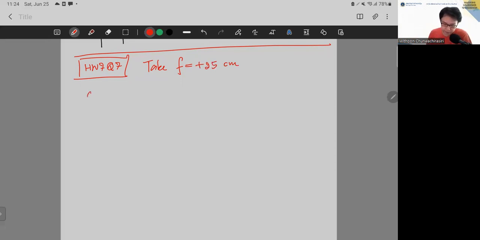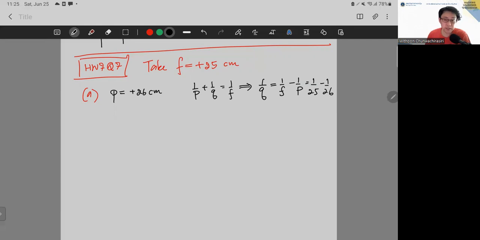All right, so part A is when the object location P is positive 26, right? We already said it's always positive when you have only a single object there, so it's definitely going to be in the front. So you use 1 over P plus 1 over Q equal to 1 over F. What you want to figure out is Q, the image location and type. So you can just substitute in: 1 over 25 minus 1 over 26. So that means your number will look like 1 over 25 times 26. You guys with me so far?